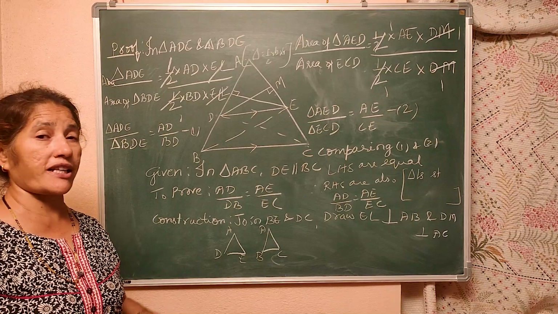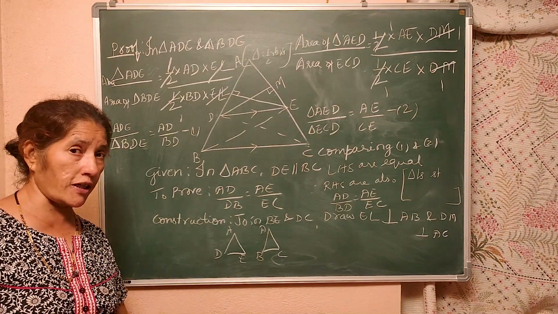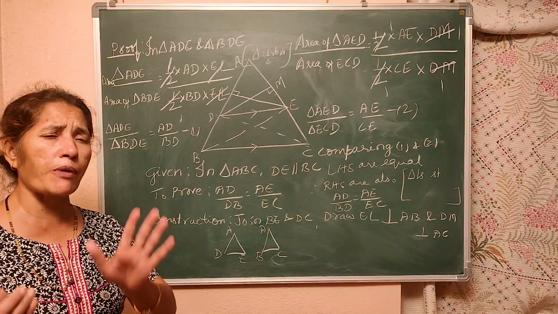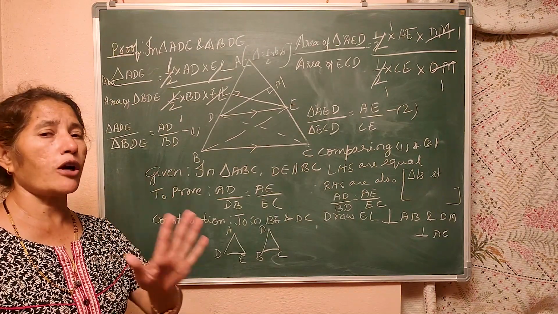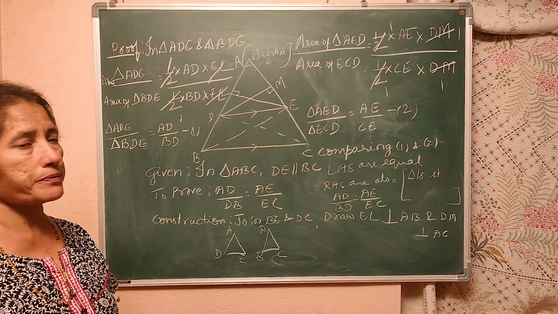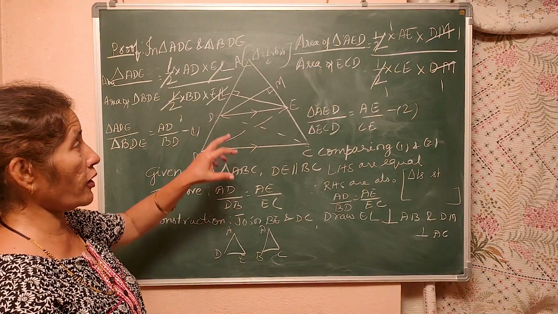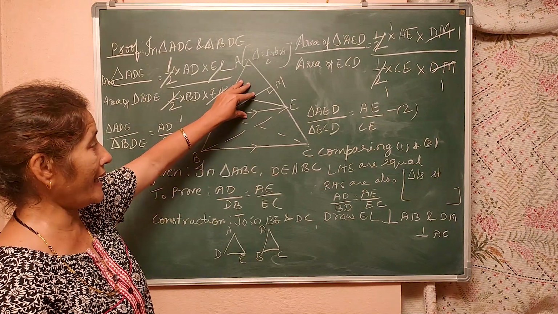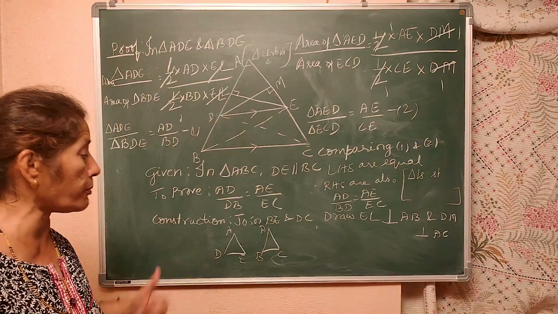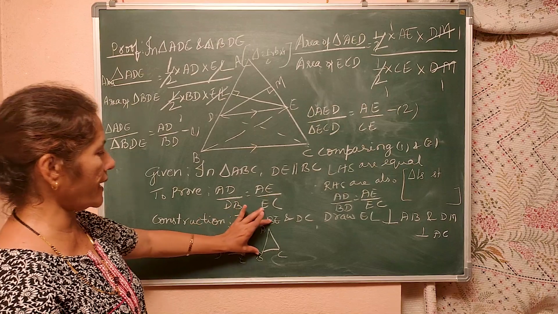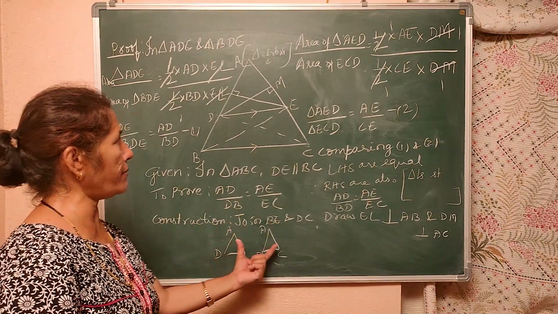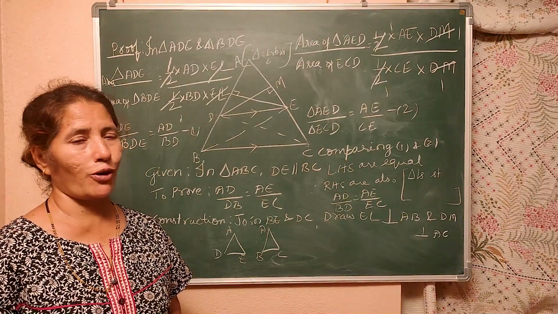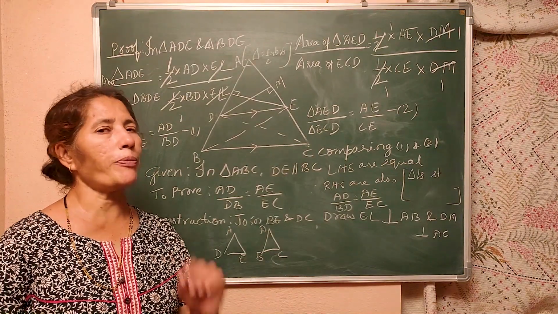You understood what is theorem, what is converse, what is corollary. What is corollary? Some of the results based on that theorem are called corollary of the theorem. So according to the corollary, when DE is parallel to BC, it forms two triangles, ADE and ABC. So corresponding sides are proportional. That is AD by AB is equal to DE by BC is equal to AE by AC. That is called corollary. So I hope you have understood.